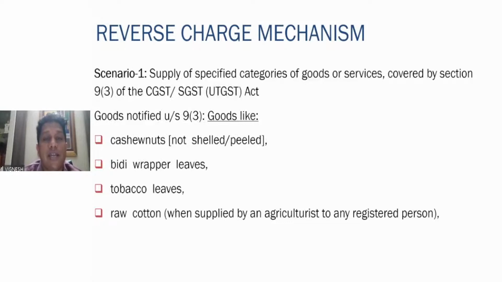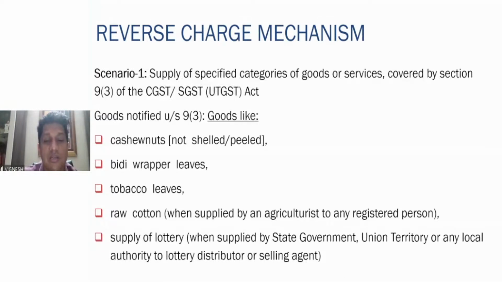Supply of specified category of goods or services covered under 9 subsection 3. So here the goods or services will clearly be notified. So what are the goods notified under 9 subsection 3, wherein the liability to pay the tax is on the recipient of the goods. First is cashew nuts, BD wrapper leaves, tobacco leaves, raw cotton, which is supplied by agriculturist to any registered person. Supply of lottery, when it is supplied by the state government, union territory to lottery distributor.